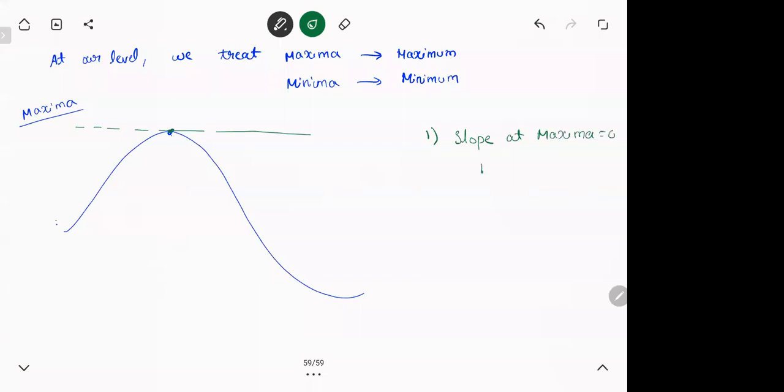So what is the slope of a function? dy by dx, right? If you remember, dy by dx is called the slope. That is what we defined as a differential in the first place. So this is the first condition.